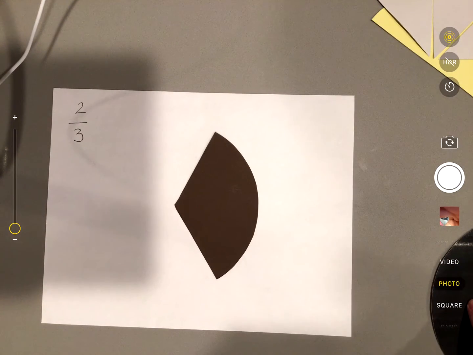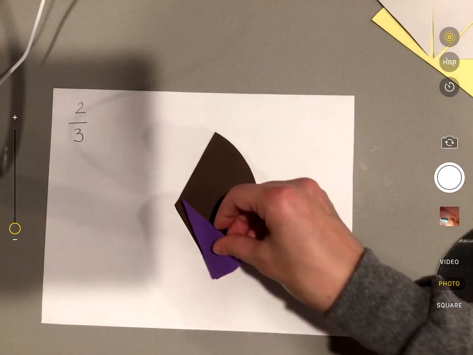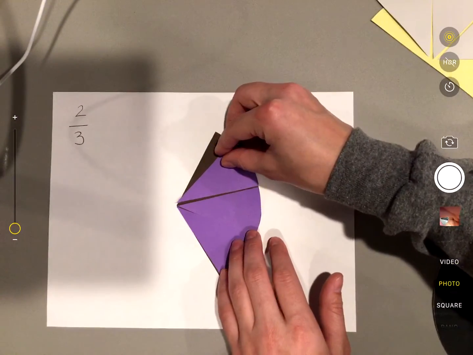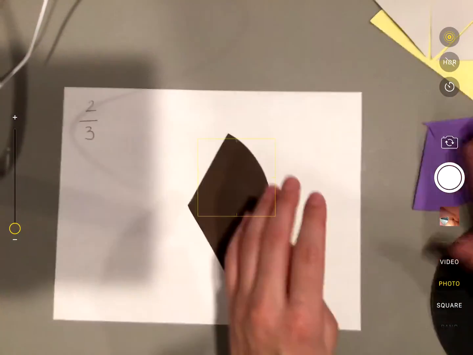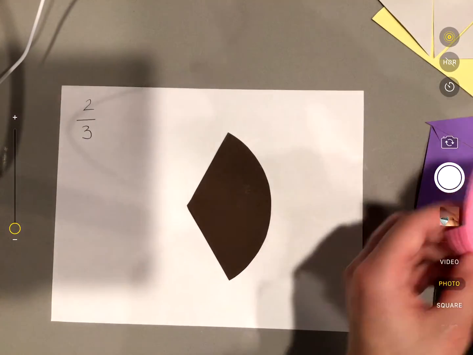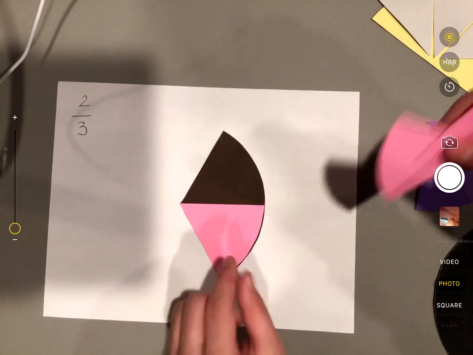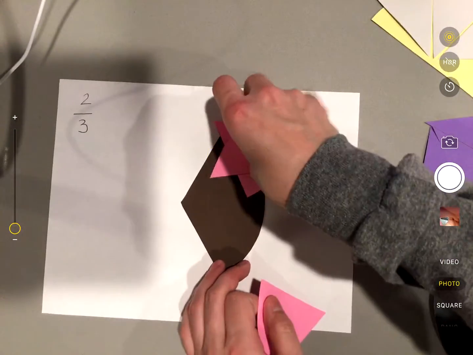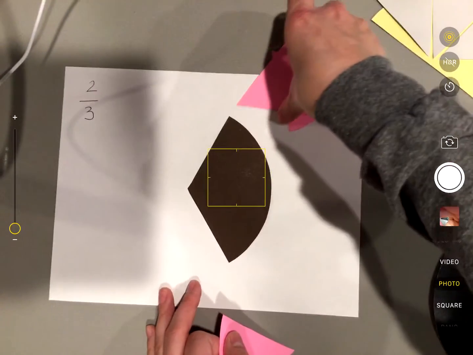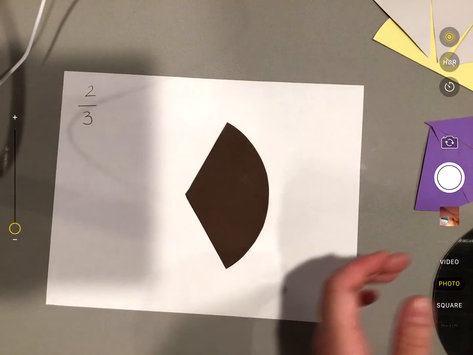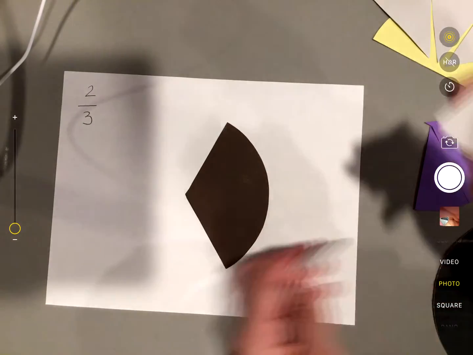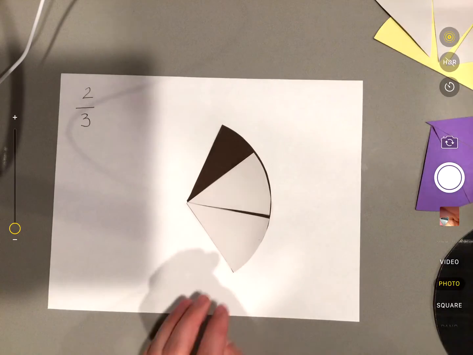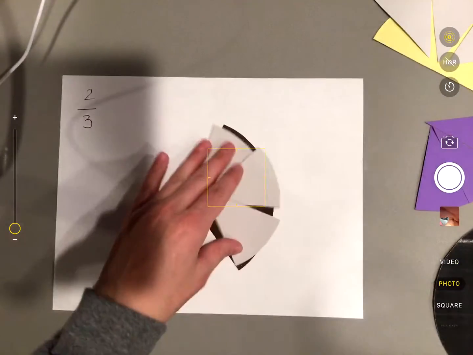So let's see. If we had purple, can 3 purples cover my brown? No. What about pink? 2 pinks cover my brown, but we're looking for thirds. So we need 3 pinks. 3 pinks would be too big. So what about our grays? 1, 2, 3. Those are too big.